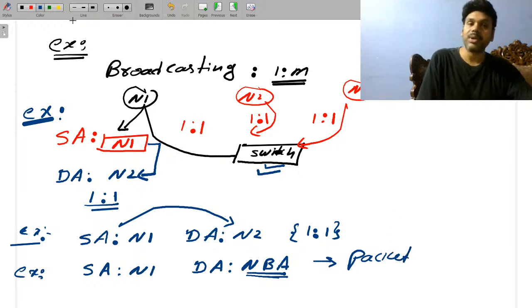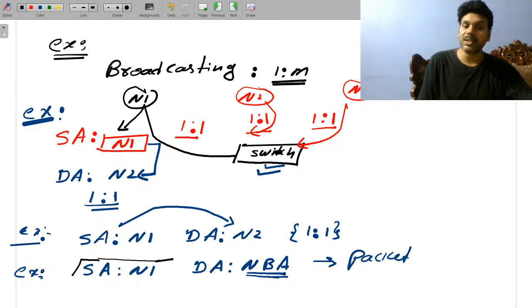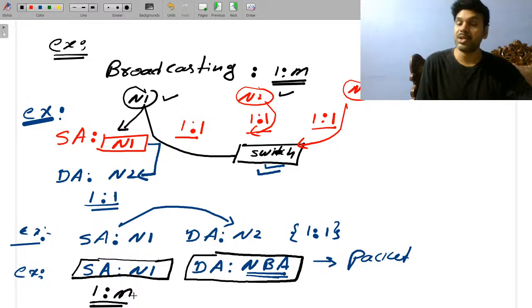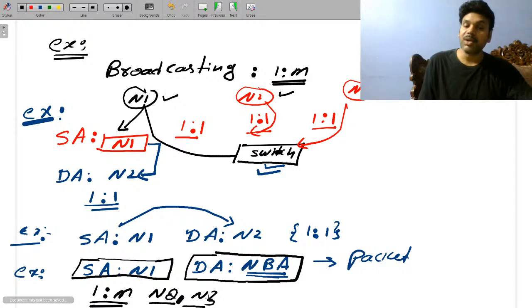So what is going to happen? Even though you are using 1:1 channels as part of unicasting, the data is going to be passed to how many nodes in this example? Please understand. The source address is N1 and the destination address is the network broadcast address. Therefore, the packet is going to be transmitted to all the nodes having the same network number or same network group. So you see that this is one to many logical communication, even though the cable is not shared, by using the concept of the network broadcast address. The data packet is transmitted to N2 as well as to N3. They belong to your network.